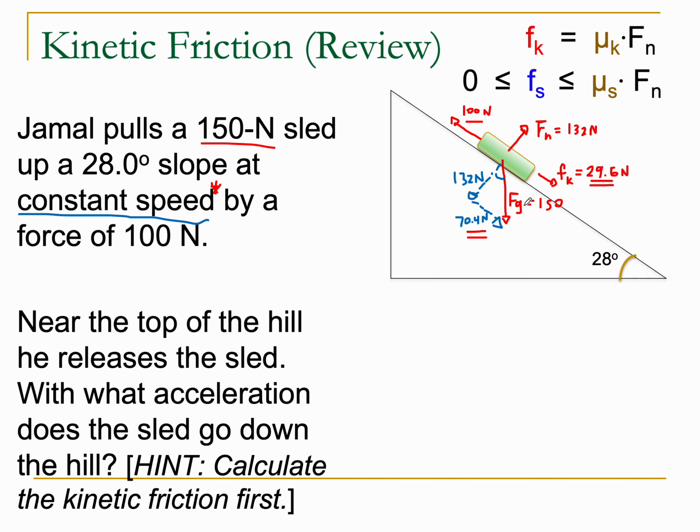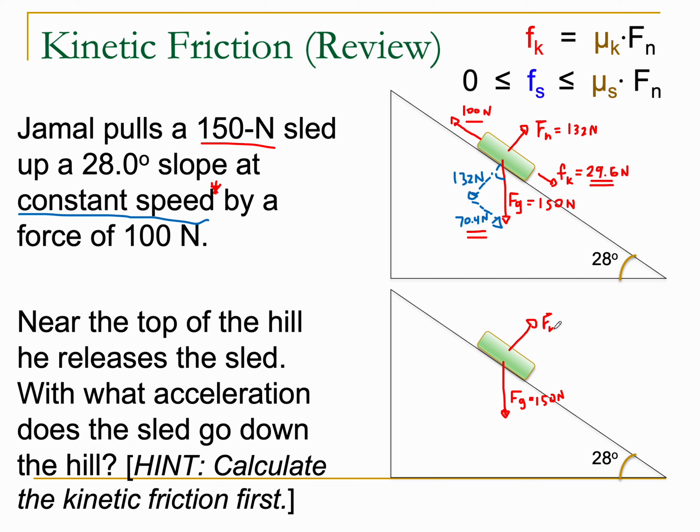Now here's the part where it gets interesting. Jamal now lets go of the sled. Not riding it. He just simply lets go of it. What do we have going on? Well, we've got the same force of gravity here of 150 newtons acting downward on it. But here's where it gets interesting. There's still this force here. The normal force stays the same as it was before because those components are still the same.